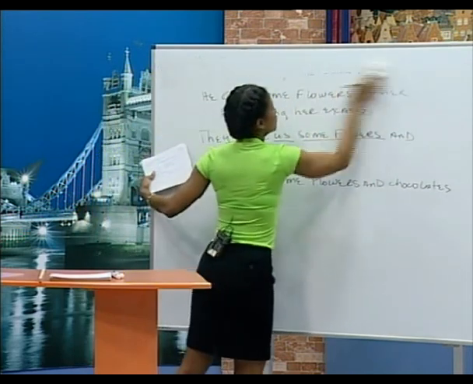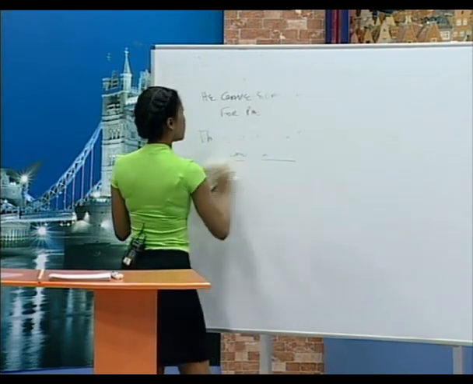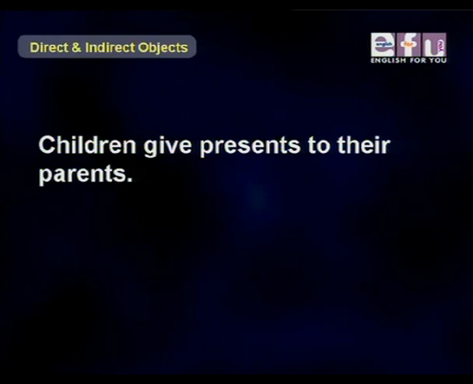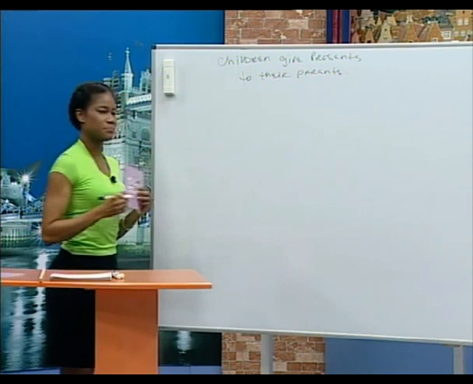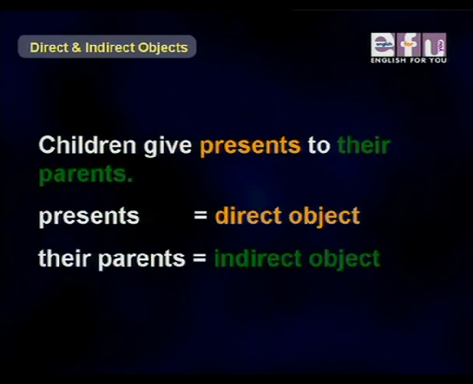Sylvia, here's another one for you. You're all doing very well. Children give presents to their parents. Sylvia: Presents is the direct object and their parents is the indirect object. Good. Presents is the direct object, their parents is the indirect object.